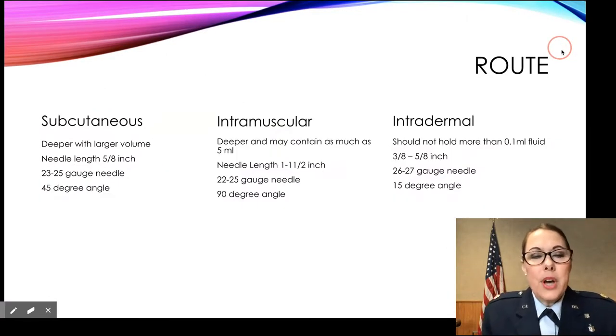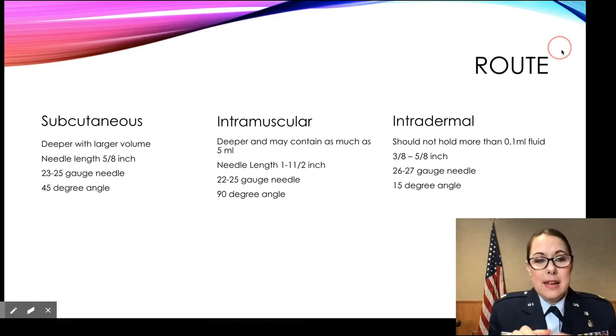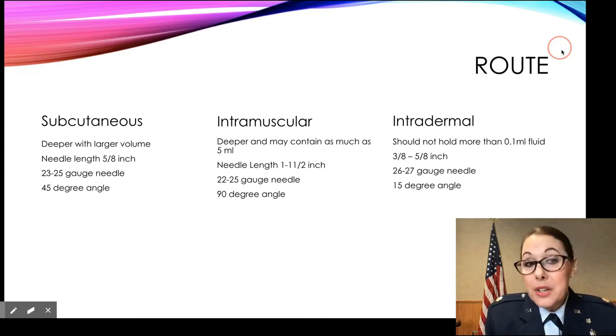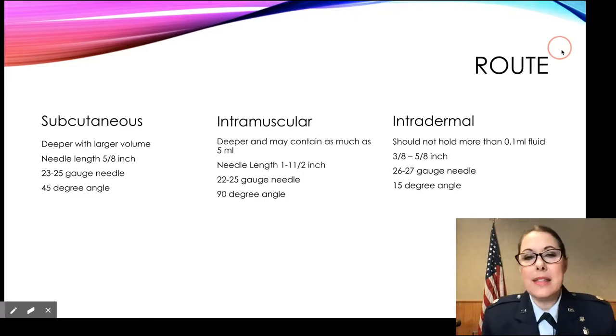And then we'll go and talk a little bit more about some of these routes. So we had talked about subcutaneous. It's a little bit deeper because we're going into the fat. We can manipulate in there. You can go larger volumes into the fat. Needle lengths are a little different, and different sizes, because we're just getting right in there into the fat.